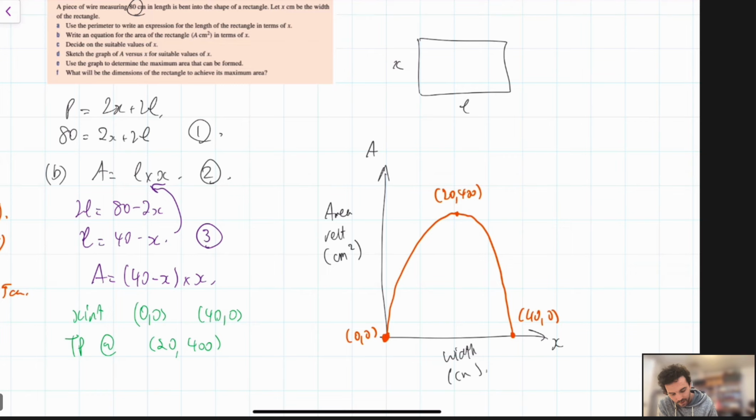So we can see for E, the maximum area is 400 centimeters squared. F, what will be the dimensions? A 20 by 20 should do it. So there we go, hopefully you got that answer there. This one here, it's tricky at the start, but if you keep practicing, you'll get there.